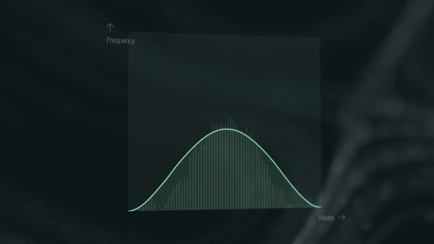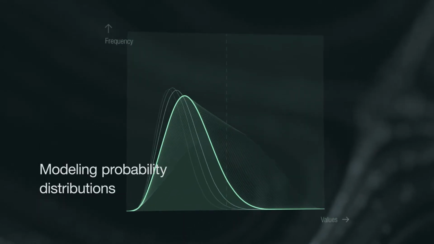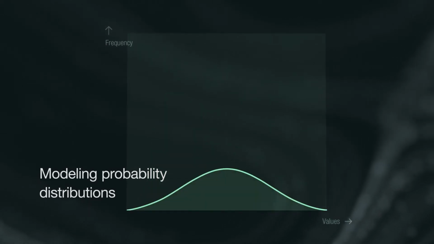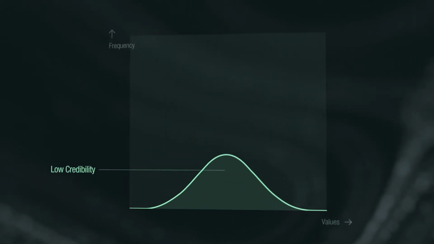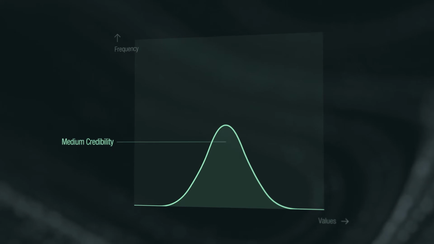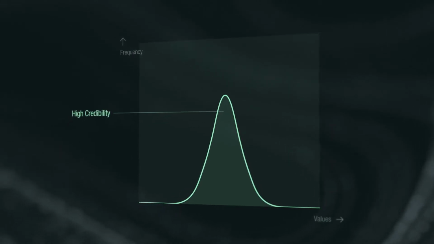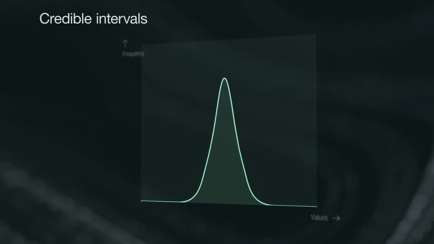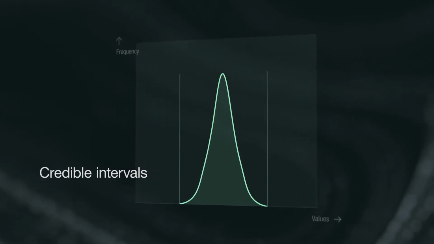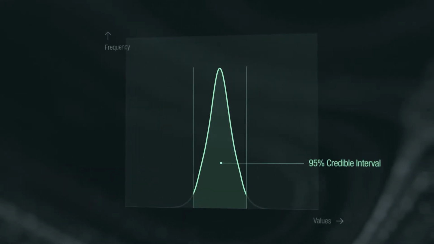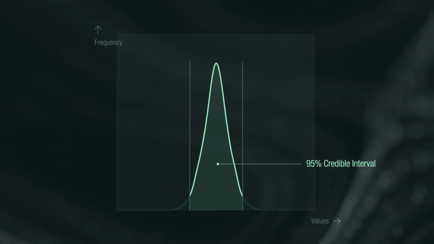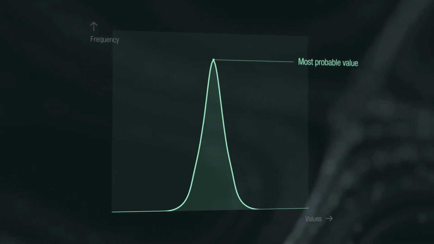Using Bayesian statistical methods, we can model the distribution of the results and quantify their probability. The more data is collected, the tighter the distribution curve and the more credible the average. Trimming the curve and cutting off the long tail at the right and left end defines a so-called credible interval. A 95% credible interval contains 95% of all probable values.